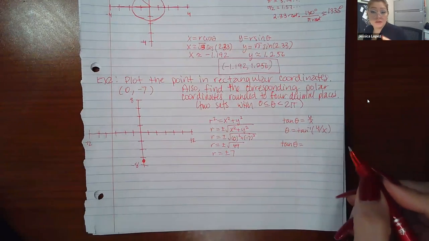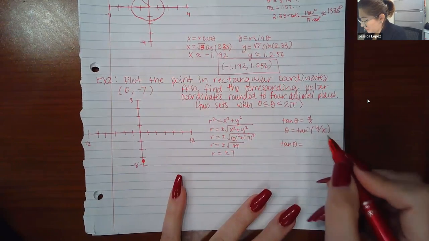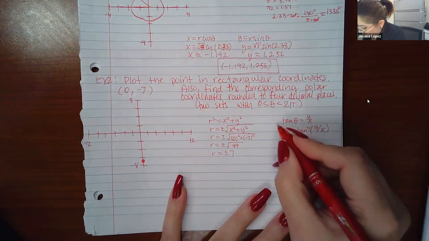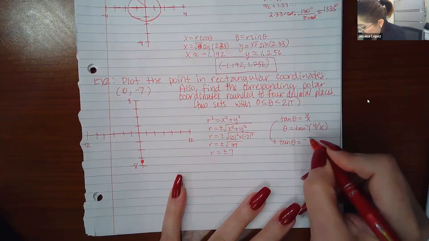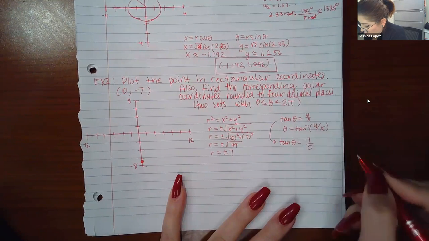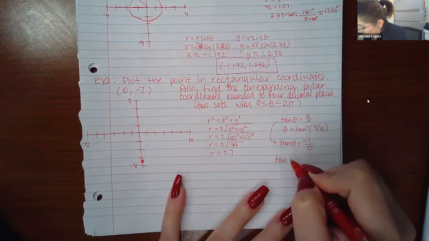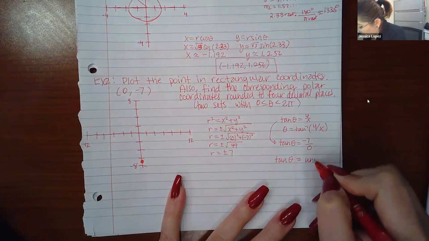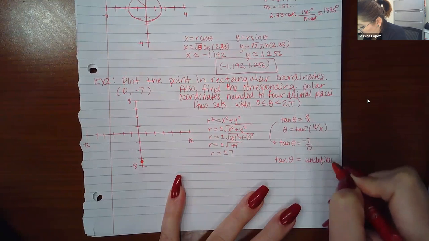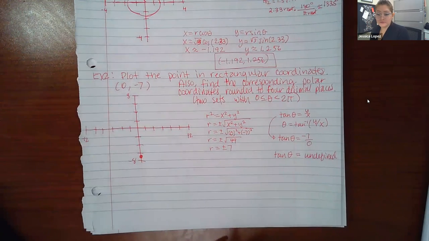Now over here though, if you look at tan theta equals y over x, I'm not going to use that, I'm just going to go back to this other one, okay? Because when I try to do this, y is negative 7 and x is 0. So you're basically asking yourself, tan of what angle would be an undefined number, okay? So what theta makes that happen?